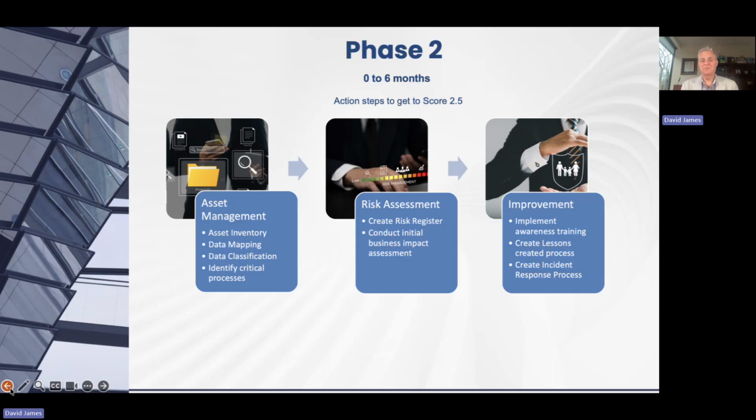Then in the risk assessment phase, we'll be using what we learned in the asset management piece to create a risk register, and also conducting an initial business impact assessment for each department. Meaning, if a department that's using the data that we classified loses access to a server, what would happen, or how long could it be out of commission before it starts to impact our clients? That's what an initial business impact assessment is.